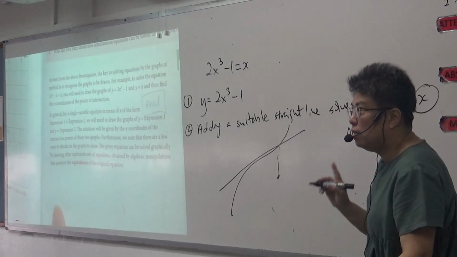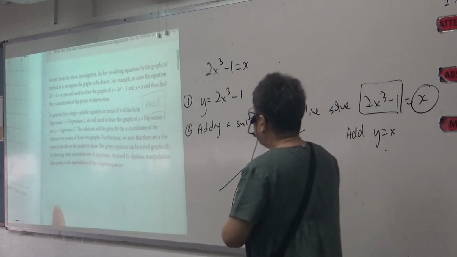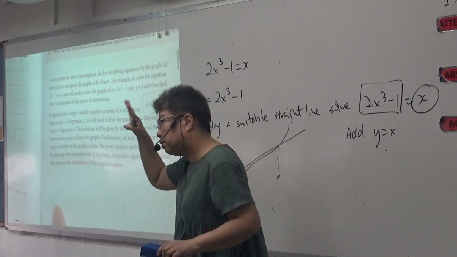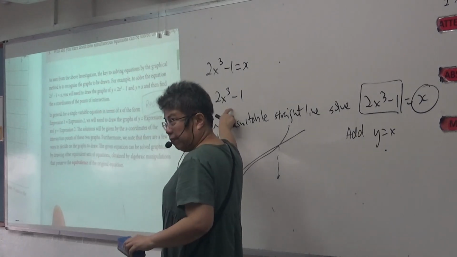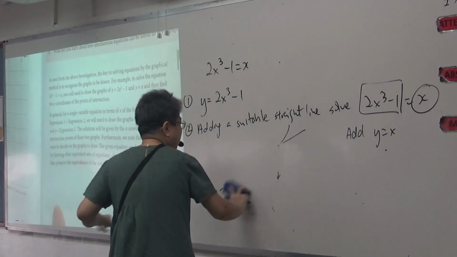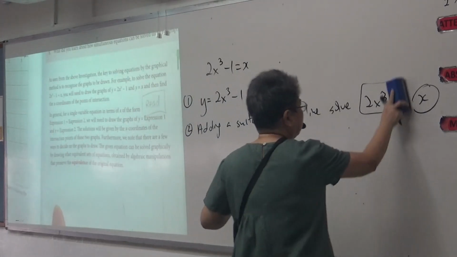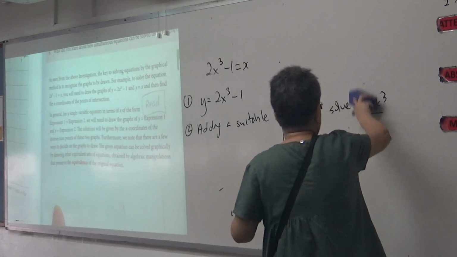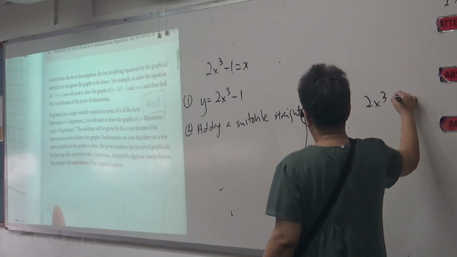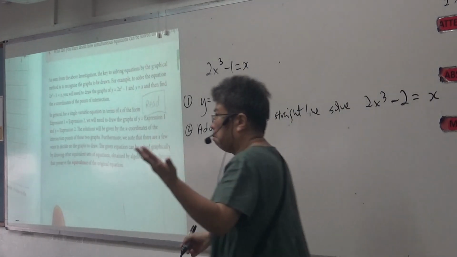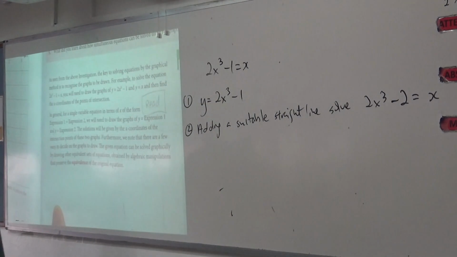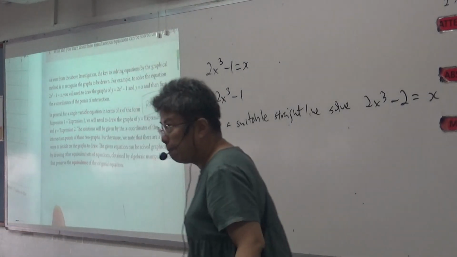But a lot of things happen. Sometimes they will not give you the graph nicely. You plot this graph. Then they will say, by adding a suitable straight line, solve this. Can you tell me, is the left hand side still the same as the original graph? No. Then how? We must make it the same. How to make it the same?